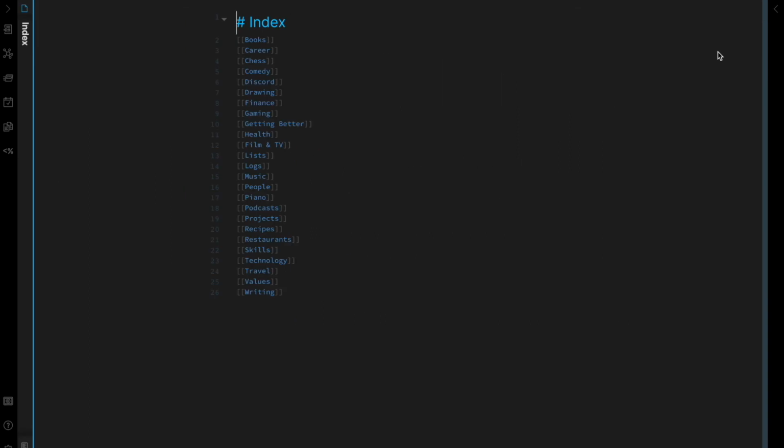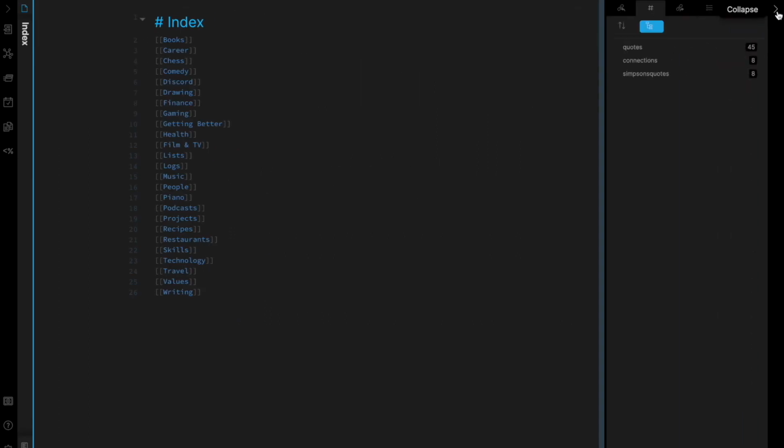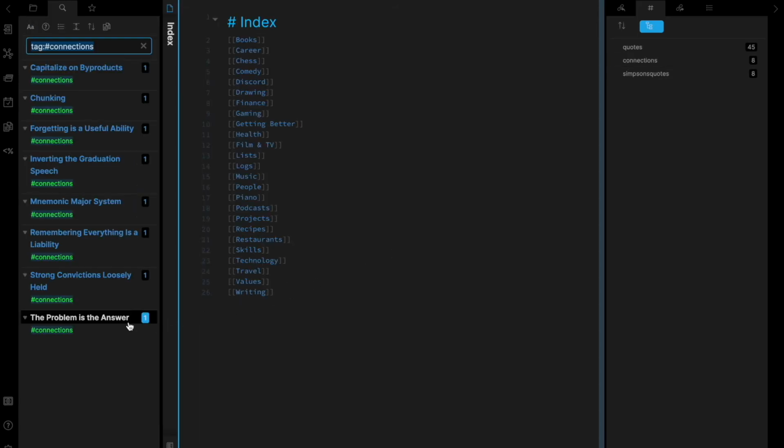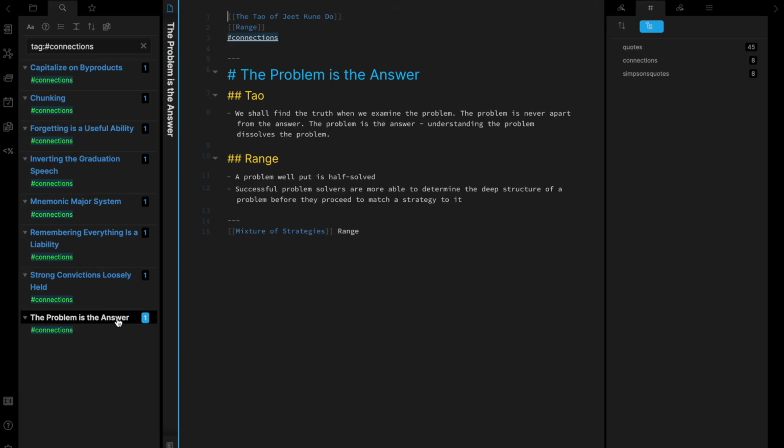My last example is how I recently started using tags to identify connections I make in my notes. Let's look at this one. The problem is the answer. This was originally from Bruce Lee's The Tao of Jeet Kune Do, where he writes, "We shall find the truth when we examine the problem. The problem is never apart from the answer. The problem is the answer. Understanding the problem dissolves the problem."